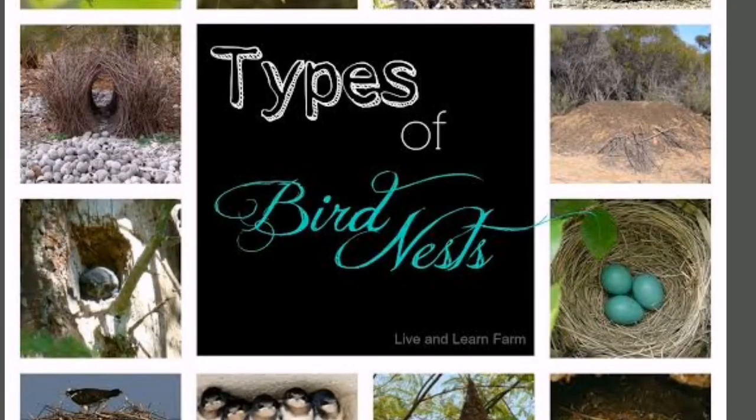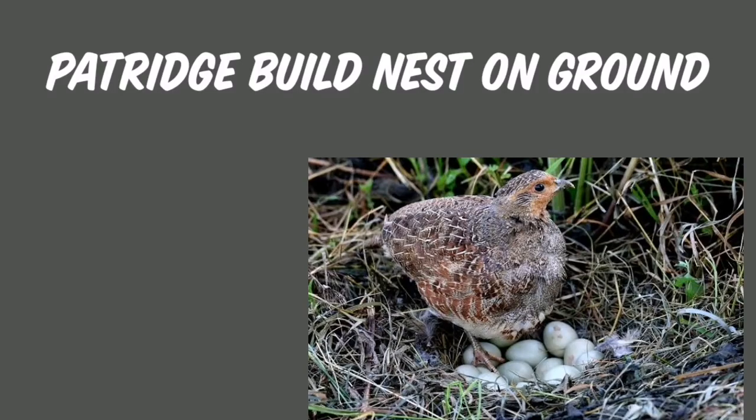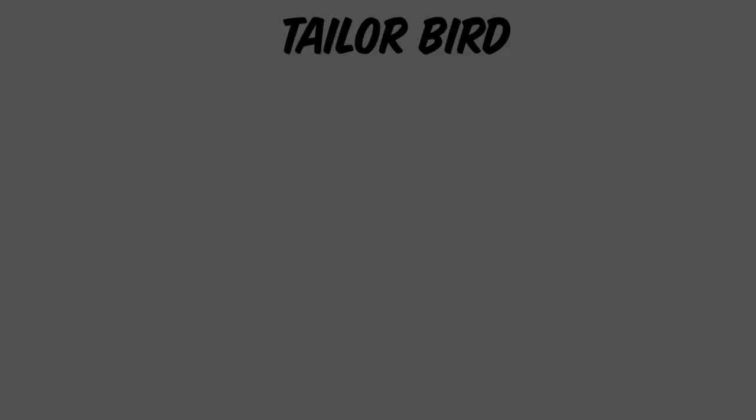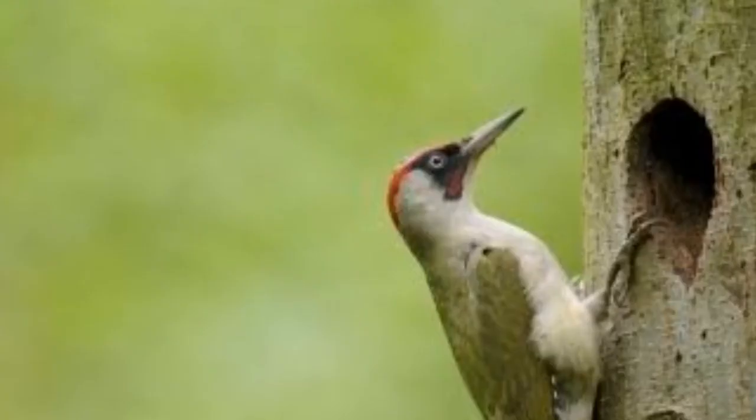What are the different types of nest? Eagle will build a nest on the tree, and birds like partridge will build a nest on the ground, and a tailor bird uses its beak to stitch the leaves and make a nest. Woodpecker, with the help of its beak, makes a hole in the trees and builds a nest inside the trees.